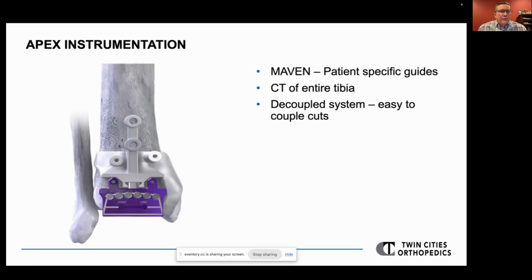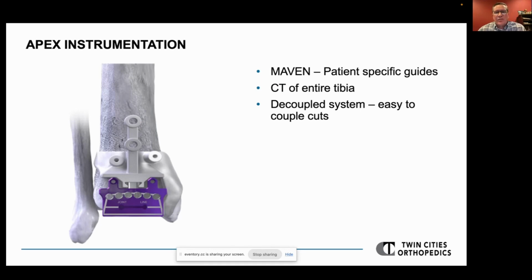The second option we have for inserting an Apex is the patient-specific guides. We've heard a little bit about these as well. PSI is certainly a common way that lots of us like to use to put our total ankles in. The Apex has what's called the Maven system, which is a patient-specific instrumentation system to allow us to position and plan for deformity correction and positioning of our implants with sizing and positioning, all done with preoperative planning based on CT scans. Simulated weight-bearing CT of the entire tibia is what we use to make these Maven or these patient-specific guides.